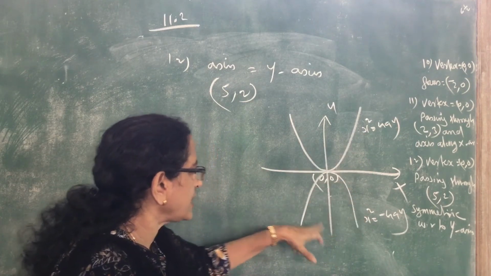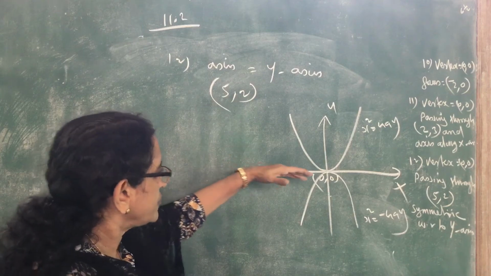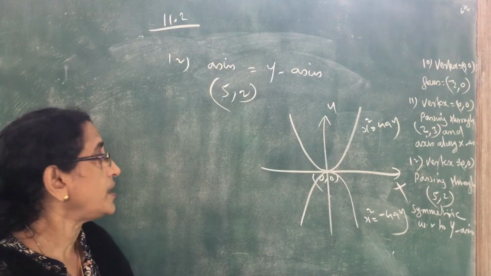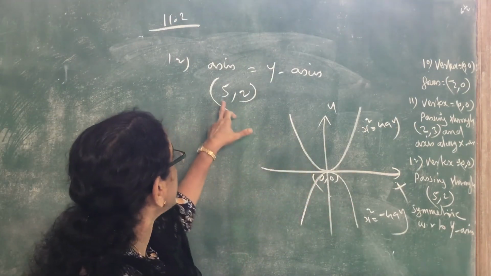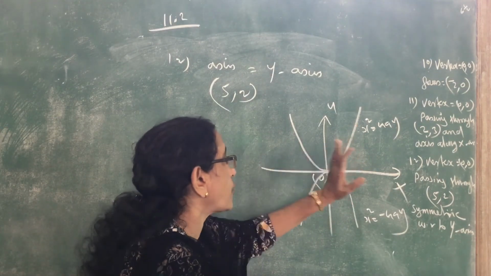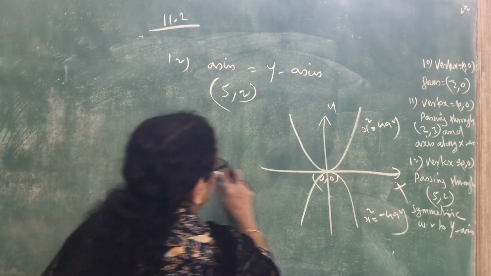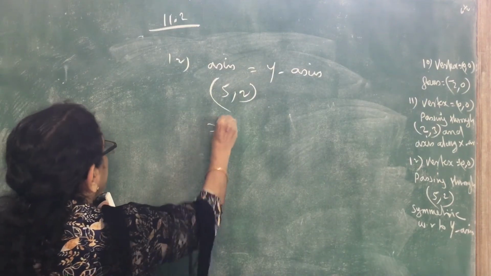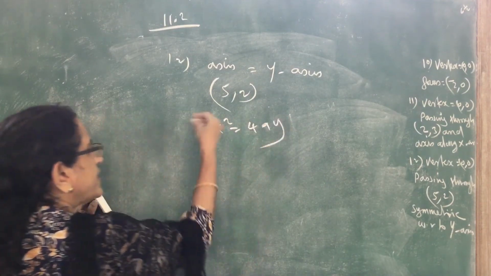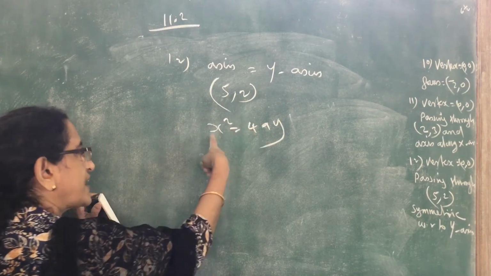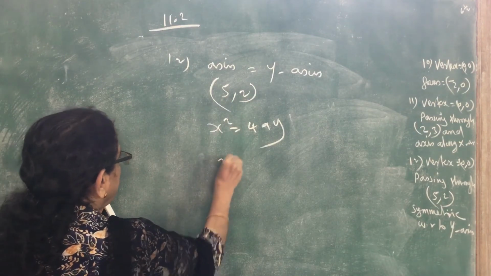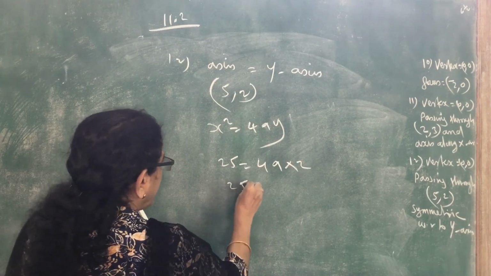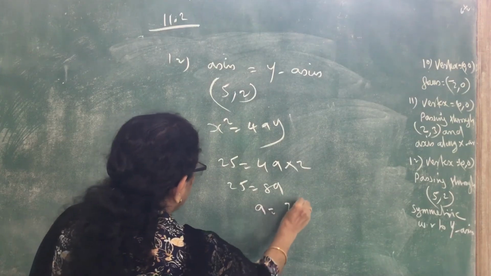It is not possible for the parabola x square equal to minus 4ay to pass through 5, 2, because here both x and y are positive, that is the first quadrant only. So that parabola is of the form x square equal to 4ay. Then we can substitute, since it passes through 5, 2: x equal to 5, y equal to 2. 25 equal to 4a into 2. So 25 equal to 8a, a equal to 25 by 8.